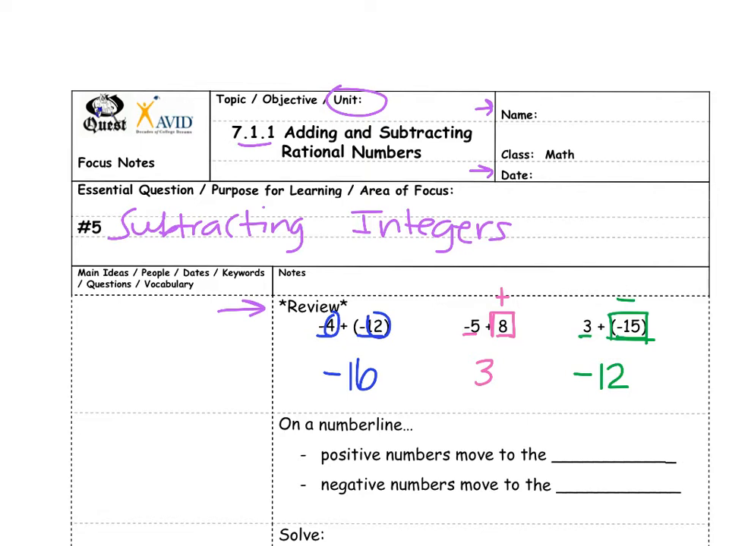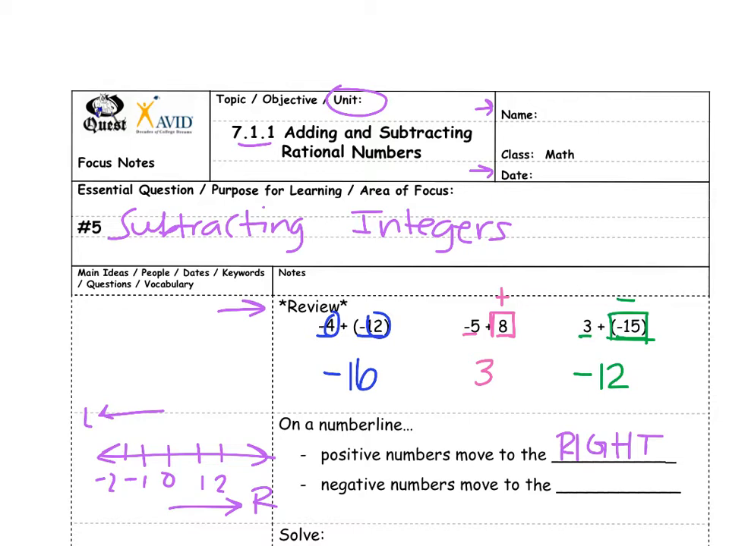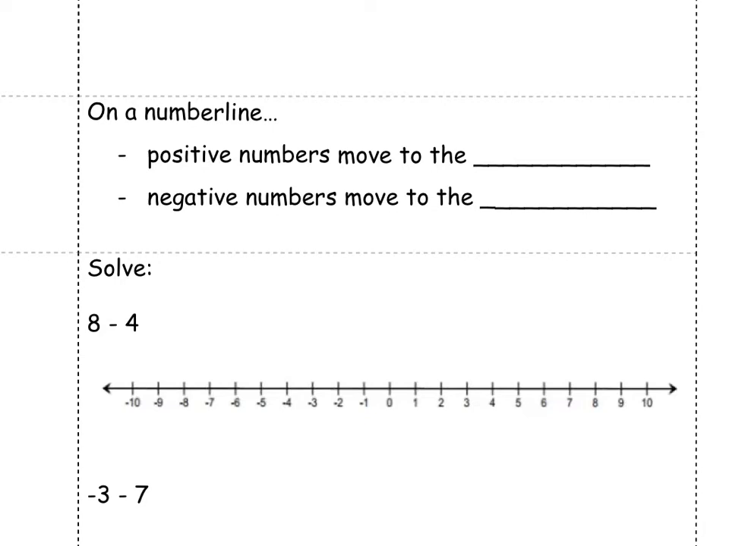Then, to recall from last time, if we are thinking about a number line, in our number line, 0 is in the middle, positive numbers are going to the right. And if I have negative numbers, my negative numbers go to the left. So when I think about my positives going to the right and negatives going to the left, I can use that to visually solve subtraction problems.